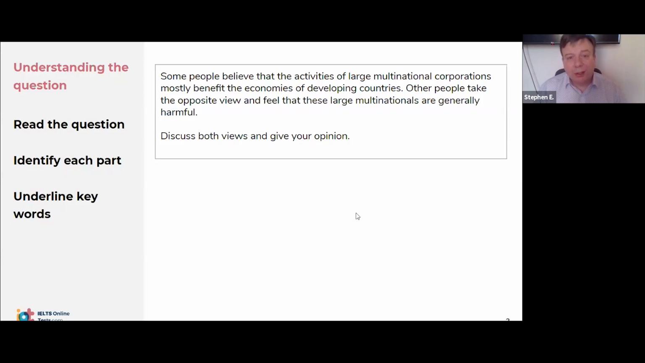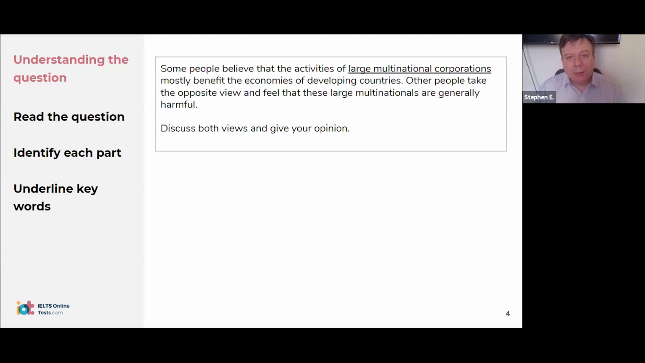Yeah, so discuss both views. So it's important that you do that. Some students may just discuss one side of the question, therefore it's going to affect your score negatively, all right? So, yeah, we've got large multinational corporations, benefit, economies, developing countries, harmful, and then we said discuss both views, and don't forget to give your opinion. So yeah, that's good, pass you.